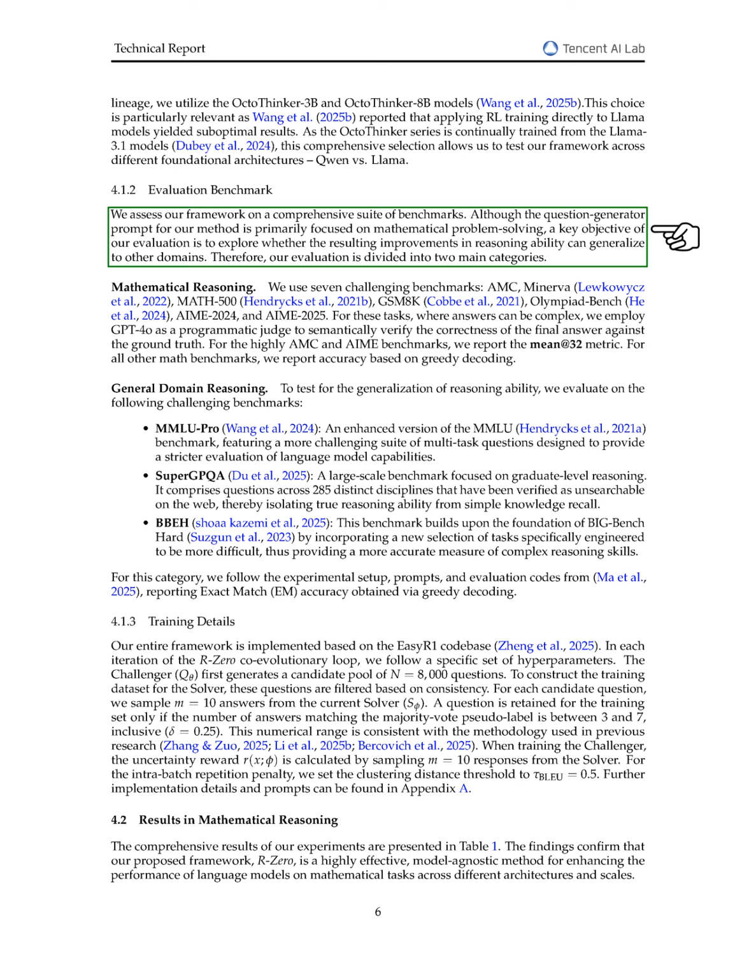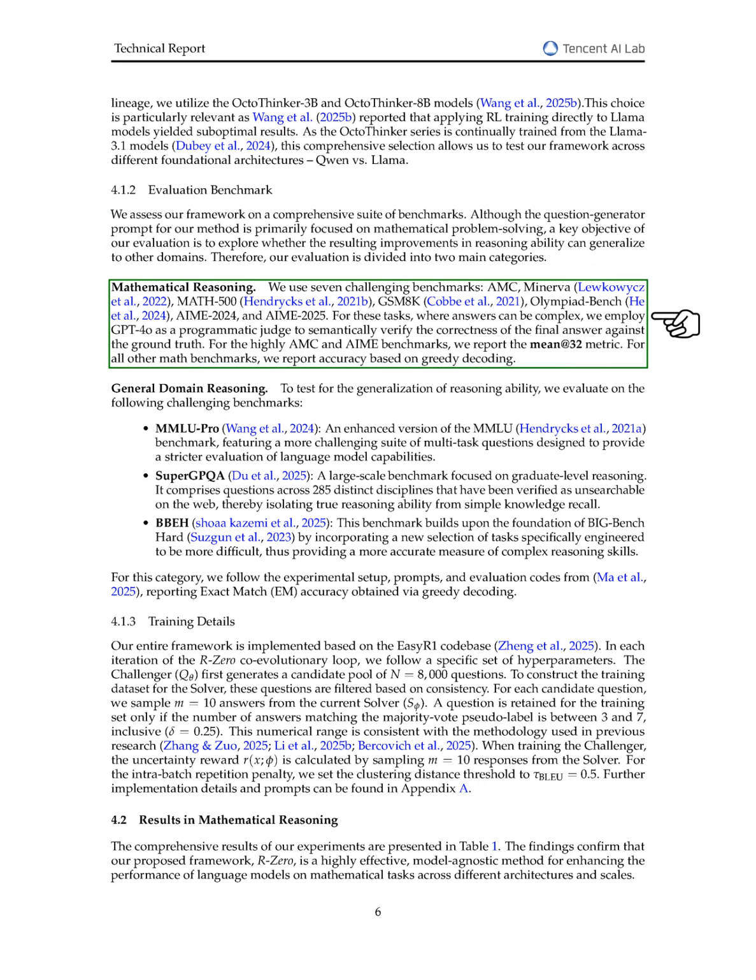Section: Mathematical Reasoning. In this section, we utilize 7 challenging benchmarks: AMC, Minerva, MATH-500, GSM8K, OlympiadBench, AIME 2024, and AIME 2025. For these tasks, which can have complex answers, we use GPT-4o as a programmatic judge to check the correctness of the final answer against the true answer. For the AMC and AIME benchmarks, we report the mean@32 metric, while for the other math benchmarks, we provide accuracy based on greedy decoding.